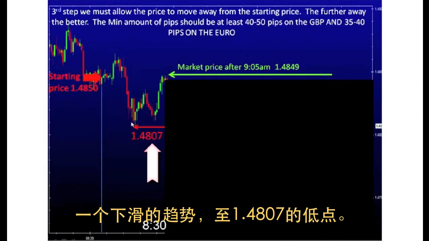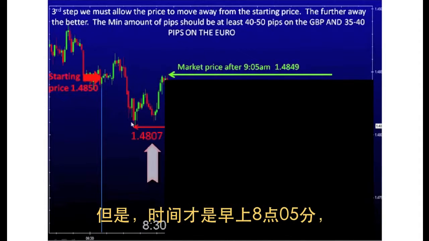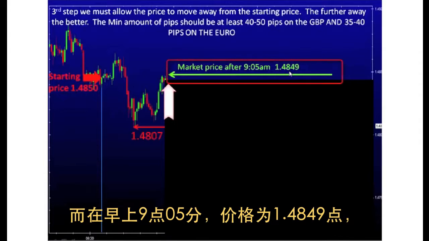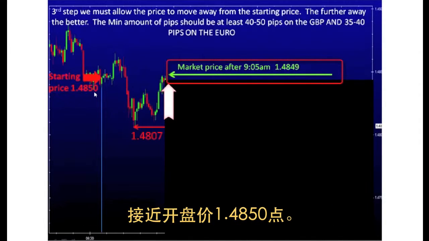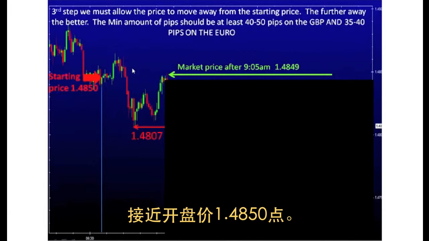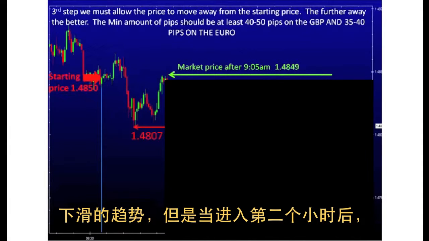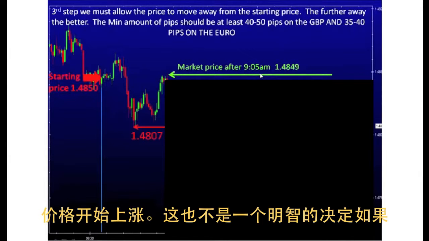It moved to 148.07, but it wasn't 2 hours just yet. The price movement started going up. By 9:05 in the morning, the price was at 148.49 from the open price of 148.50. Even though the trend seemed to be moving lower towards the first hour worth of trading, towards the second hour, we can see that the price movement started going back up.